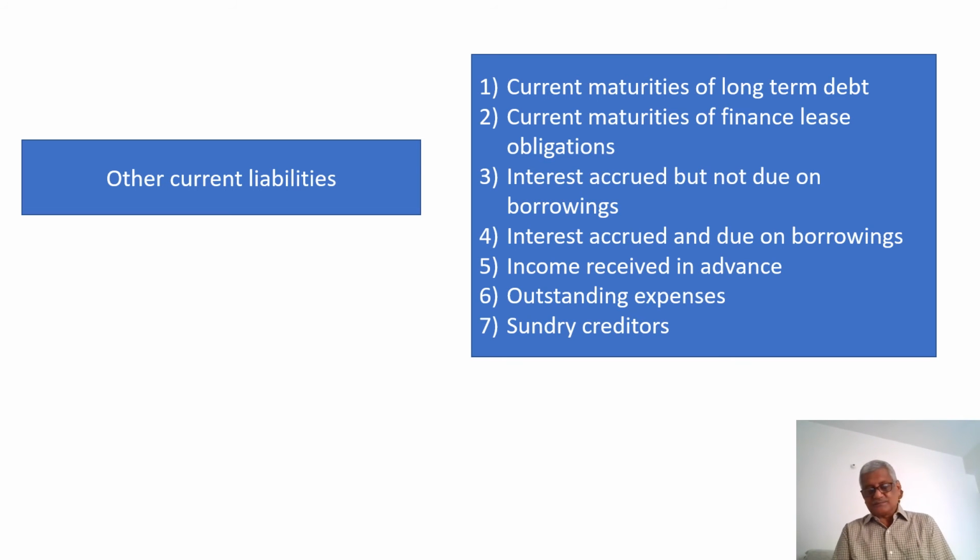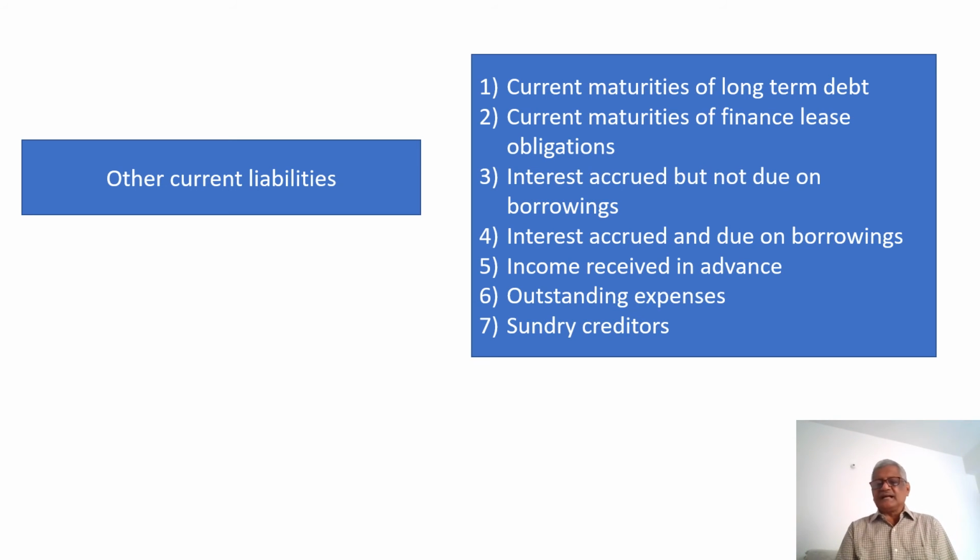Other current liabilities. What are the other current liabilities? So we have seen short-term borrowing, trade payables. The third one is other current liabilities. It includes current maturity of long-term debt, current maturities of finance lease obligations. Let us understand this clearly. Suppose the company had availed a loan of 20 lakhs, repayable in 4 years. That means every year what is to be paid is 5 lakhs.